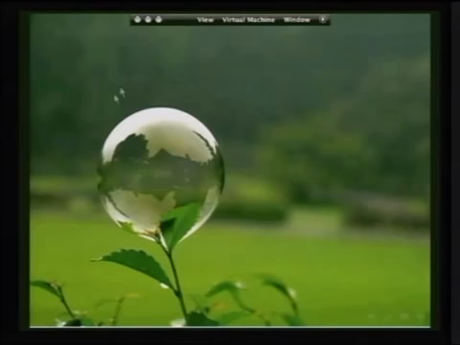This is one of the most beautiful flowers, simulating a water bubble.